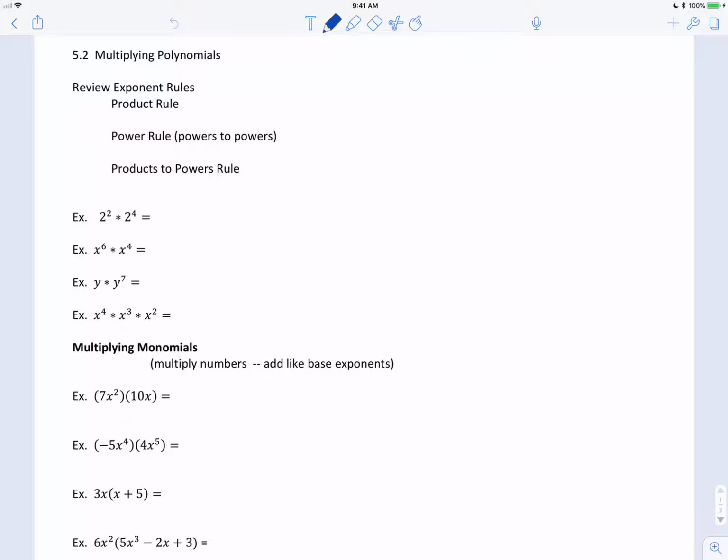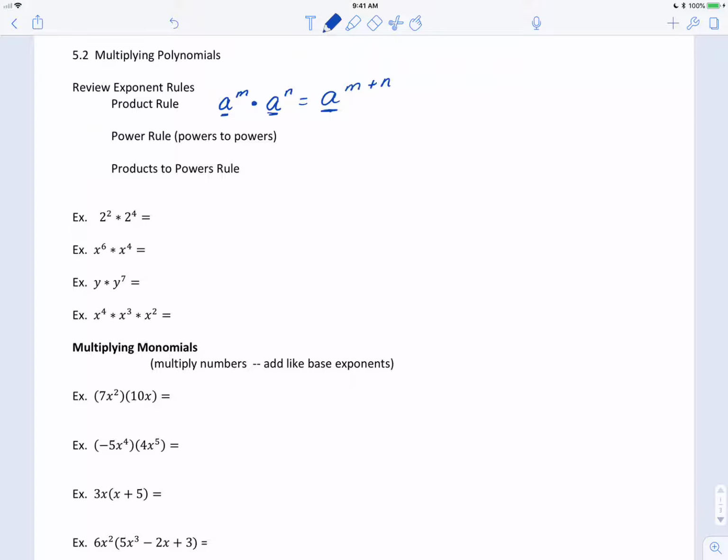All right, so in this section we're going to learn to multiply polynomials. We're going to review our exponent rules real quickly. Remember our product rule. If we have a base brought to a power and we multiply it times that same base brought to a different power, then we add those exponents together. The base doesn't change. We just add the exponents.